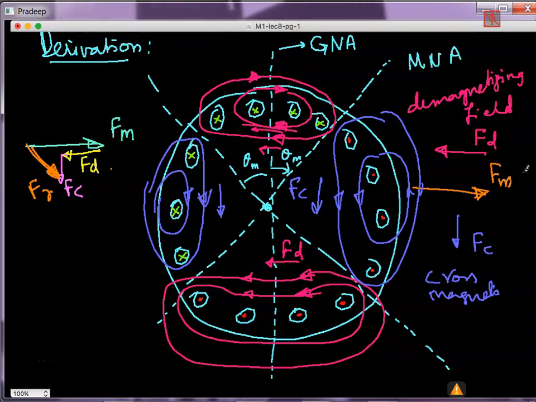So any doubts regarding this? I'll continue the derivation shortly, but meanwhile if you have any doubt you can ask on this.